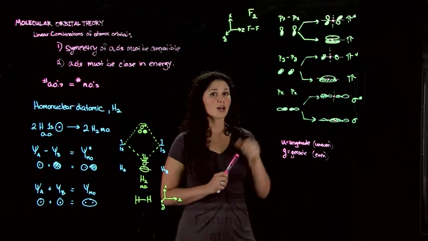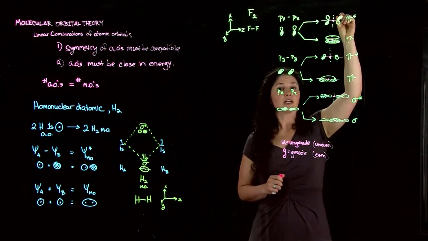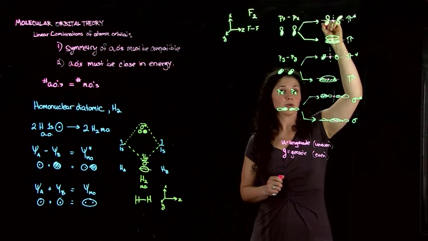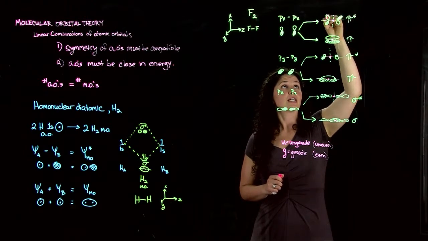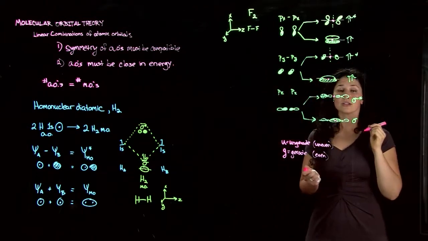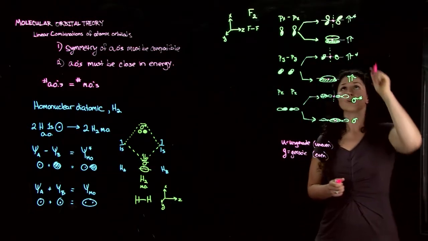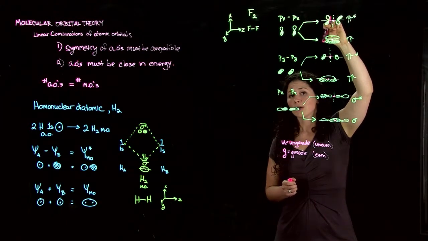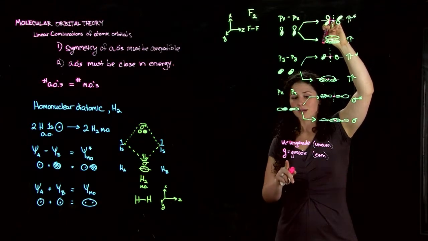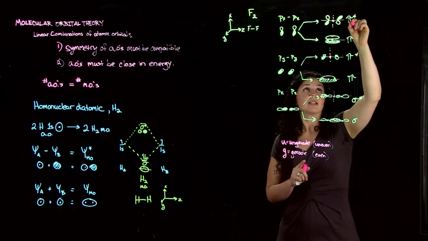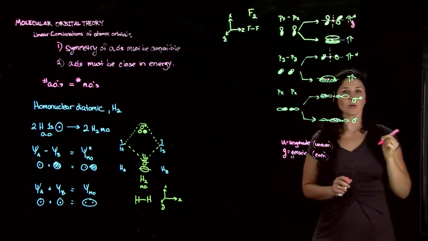So let's start with the top. If I start here and go across the inversion center to the opposite side, I would start in a negative lobe and end up in a negative lobe. If I started up here and went down here through the inversion center, I would start in a positive lobe and end up in a positive lobe. So when you go through the inversion center to the other side, you end up in a place that looks the same. That means that this is even with respect to an inversion center. So this is a pi star G orbital.